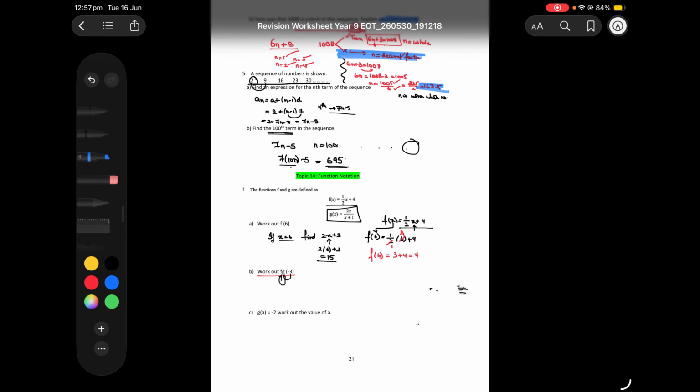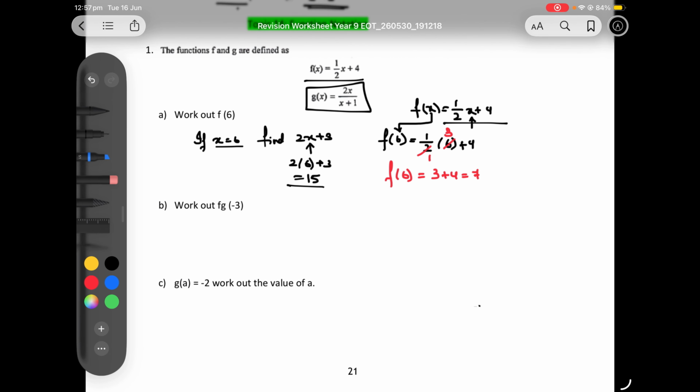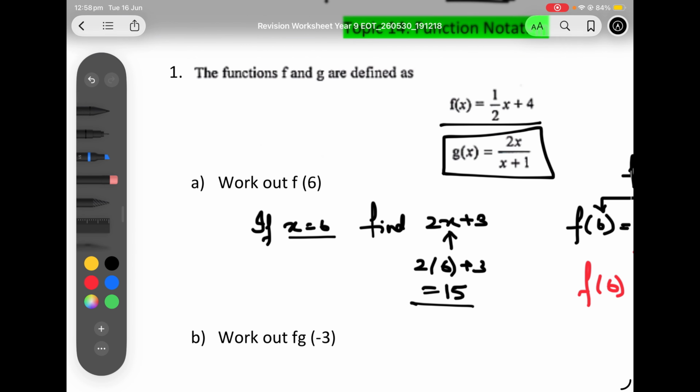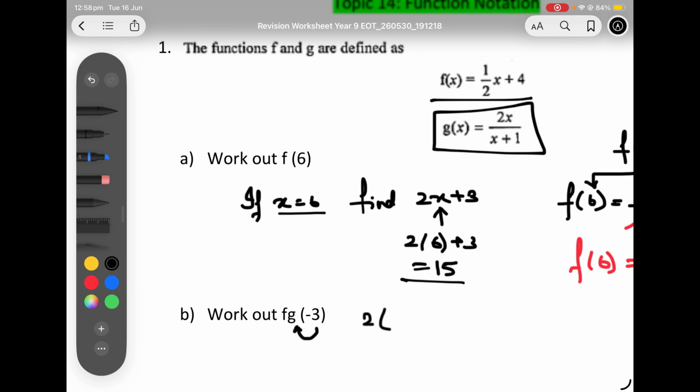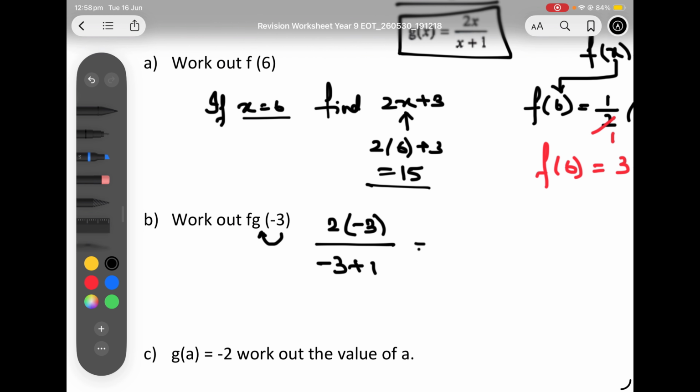Okay, so what do we do in here? We are going to apply the same logic. What is the logic that we are going to apply? Minus 3 is going to go in g first of all. So I have my g, that is 2x. In place of x everywhere, a minus 3 would come. Minus 3 plus 1. You have your calculator, substitute the full thing into the calculator and do it.